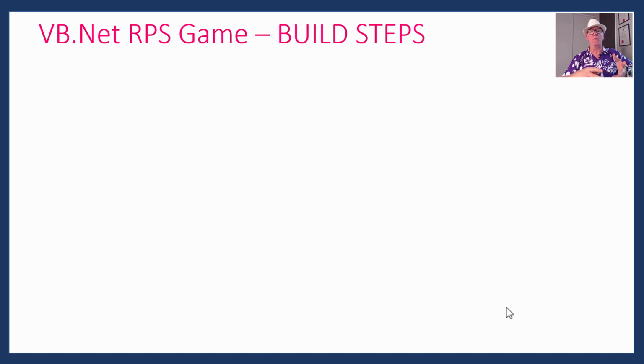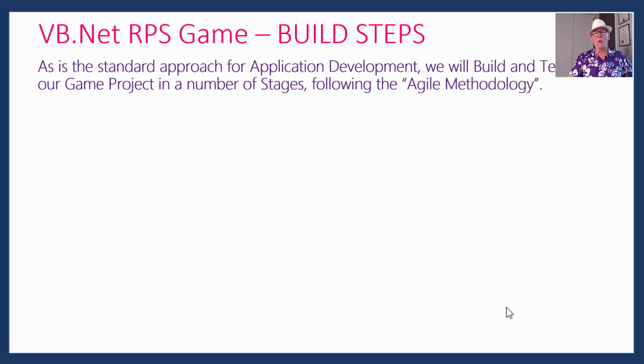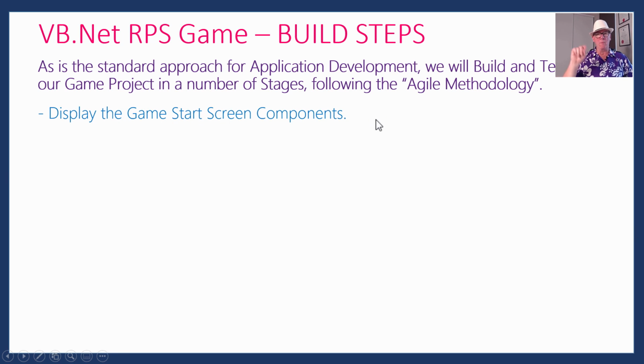So we've got our form set up, we've got all our images loaded into the resources. We're actually ready to start doing some more building. So we're going to use the agile methodology as usual, where we do one bit at a time. So first we'll just get it displaying the game start screen components, the right pictures and the starting message. We'll get that happening and we'll test it to make sure it's working, and that's done. And only when that's tested and working do we proceed to the next step.